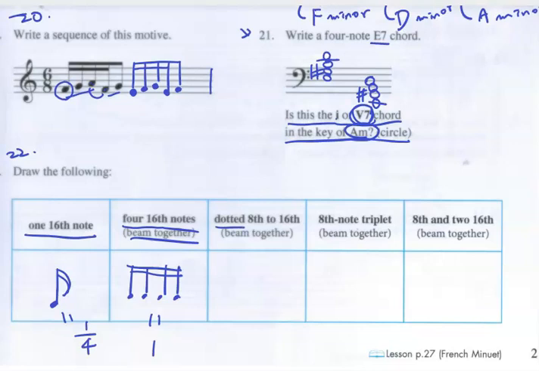And let's move to dotted 8th to 16th. Beam together. So dotted 8th note, dot, and the stem and the 16th note here, and then they beam together, and 16th note needs 2 tails. So we just need 2 lines, 2 beams, short beam. All right, this is dotted 8th to 16th. It's like ta, ta, ta, ta, ta, ta, ta, ta. Okay, this one also counts 1 beat.